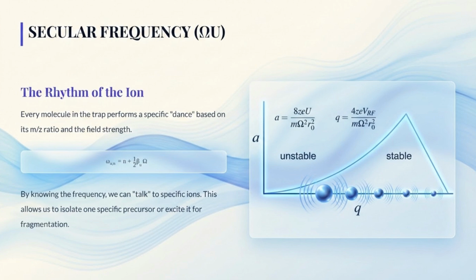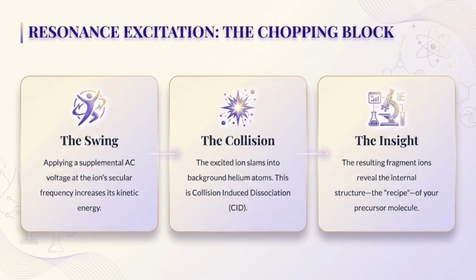If we know the frequency, we can talk to specific molecules while ignoring the rest. This is the absolute foundation for everything from isolation to fragmentation. By matching the frequency, we can select exactly which ingredient we want to work with. Now we're cooking. In MS to the N, we want to break a specific precursor ion to see its fragments. We do this through resonance excitation.